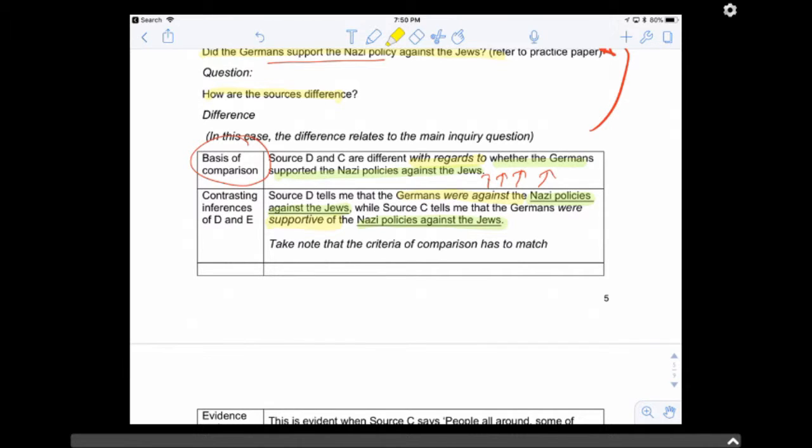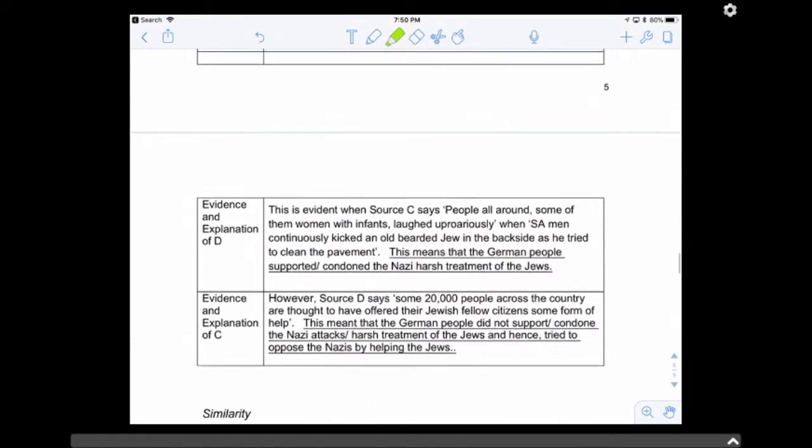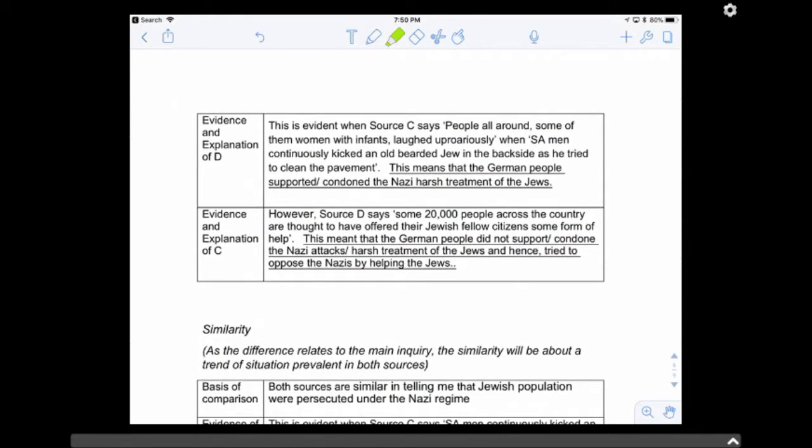So again, take note that your criteria has to match, right? It means that your topic has to match. Your inference is different, but your topic is the same, and your topic has to match. Alright, then you just do a basic evidence explain of D and then evidence explain of C, and use all the techniques that are seen in the basic inference video. And remember to include the word however when you're going on to write about the next source.